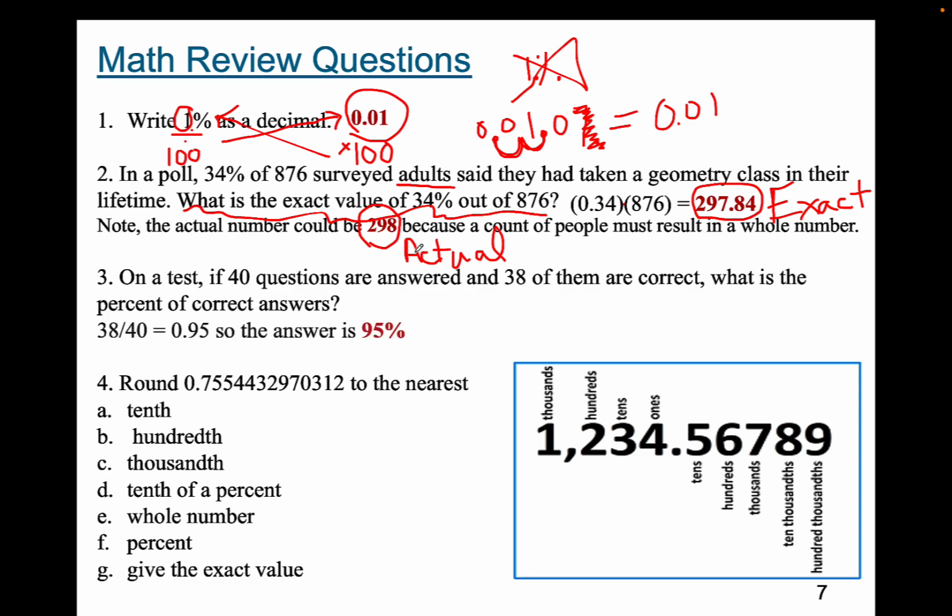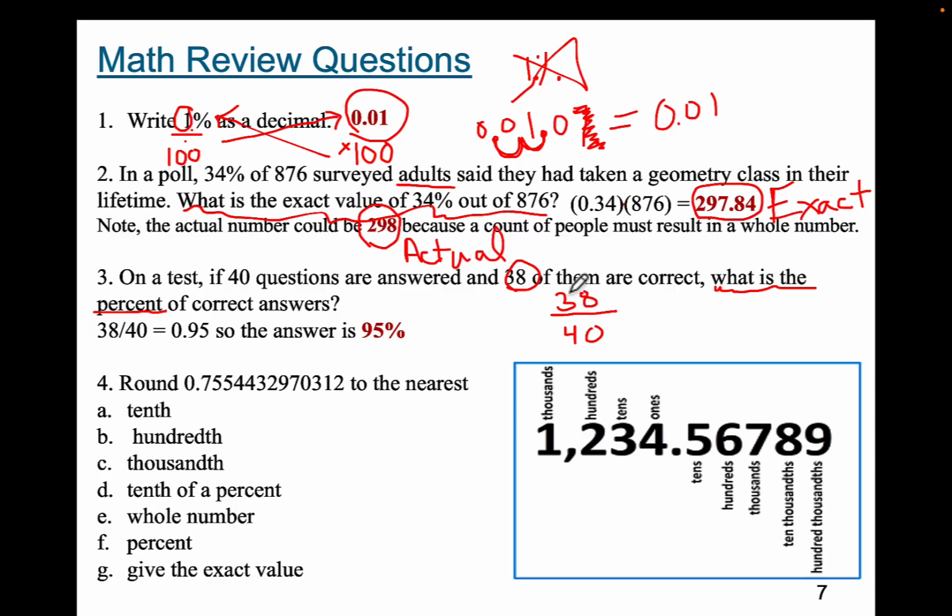Number 3, if you put 95%, excellent job, you got it right. On a test, if 40 questions are answered, 38 of them are correct. What is the percent that is correct? To find a percent, okay, check this out. To find a percent, you got to use division, okay? You got to take the 38 that were correct. That would be your numerator. You got to put that over the total number, 40.